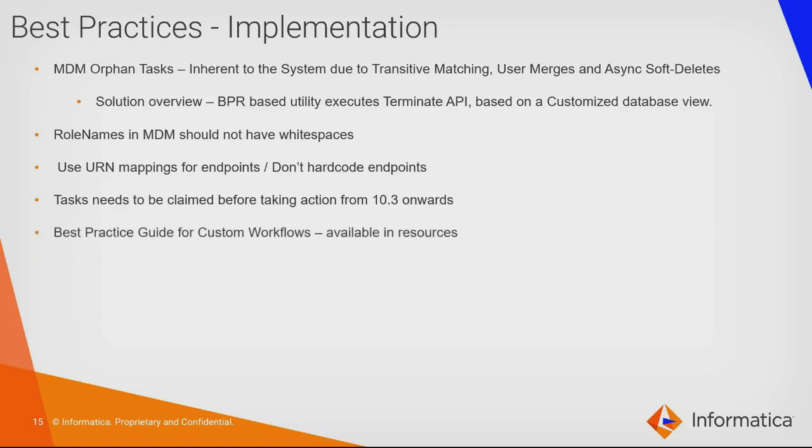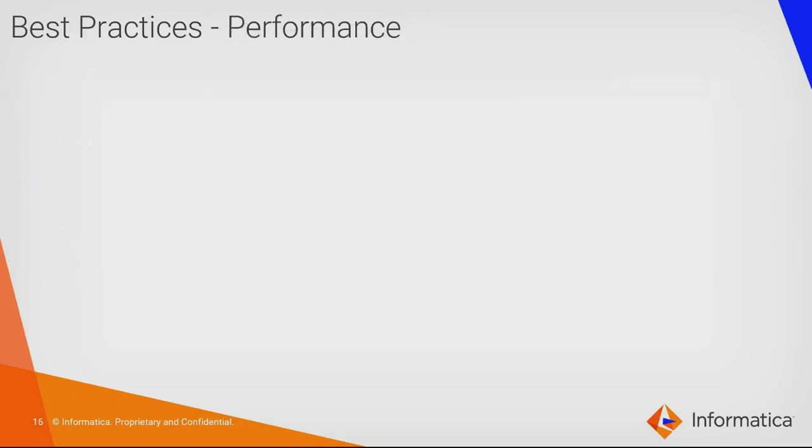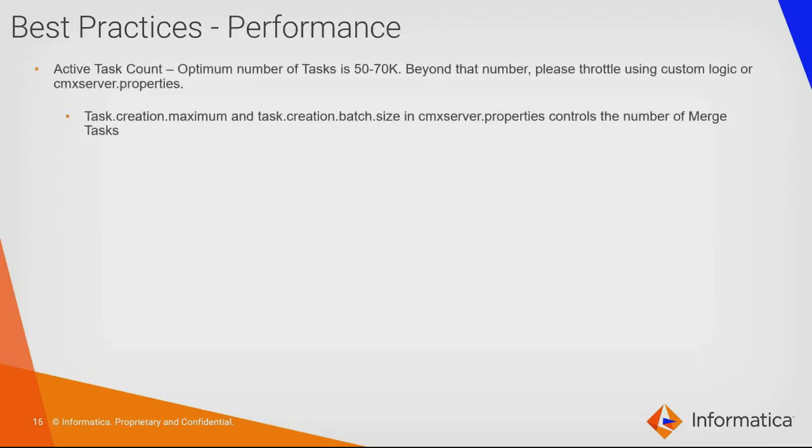So we do have a best practice guide available for custom workflow. If you're looking for customization, we do have another set of recommendations that you can get from Informatica GCS as well. In terms of performance, the optimum number of tasks that we recommend to have at any time running on ActiveVOS servers is between 50 to 70K.